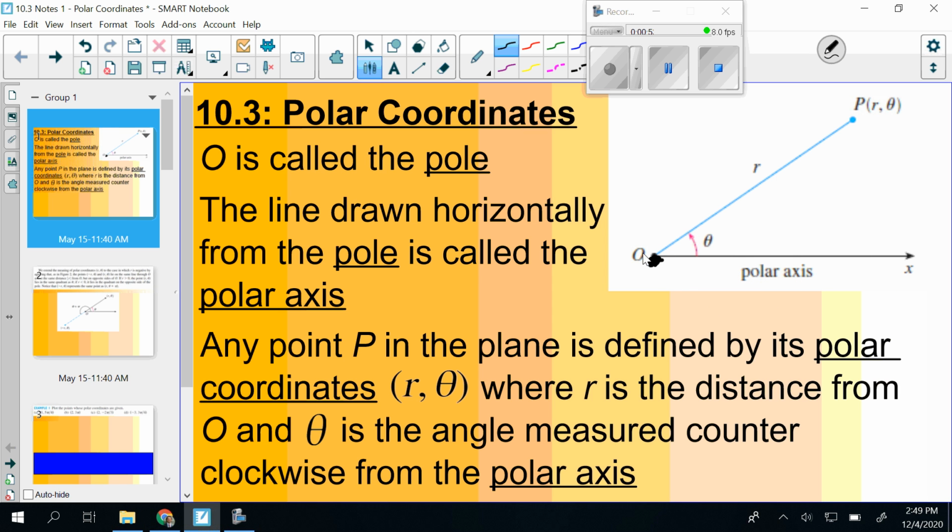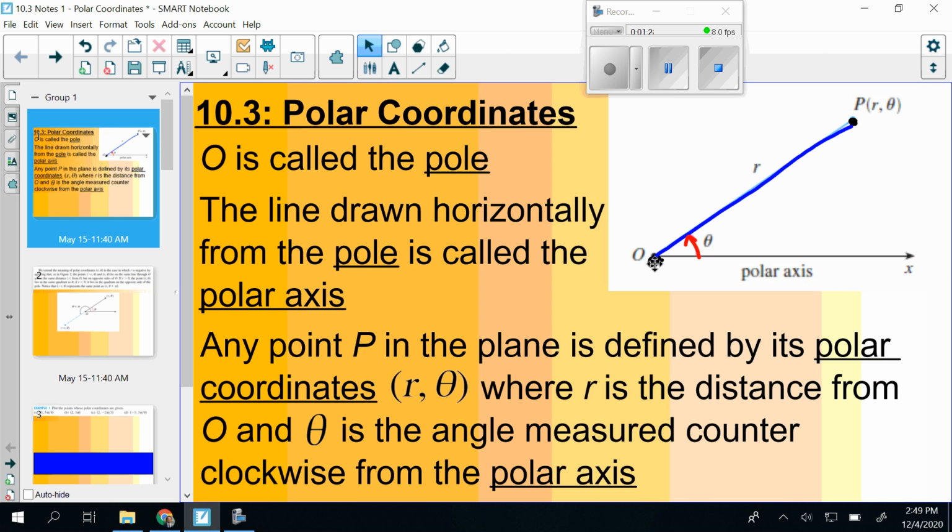Any point P in the plane, like at this point up here, can be defined by its polar coordinates, r comma theta, where r is the distance from the pole. So r is how long this blue line is right here. That's r. And theta is the angle measured counterclockwise from the polar axis. So whatever this angle is measured from the polar axis up to that line, that would be our theta. And so the point is listed as r, theta.